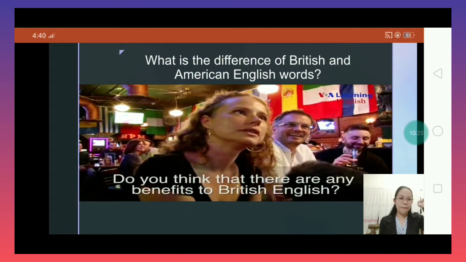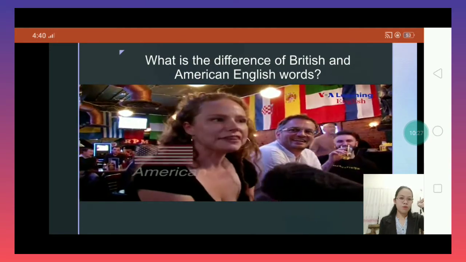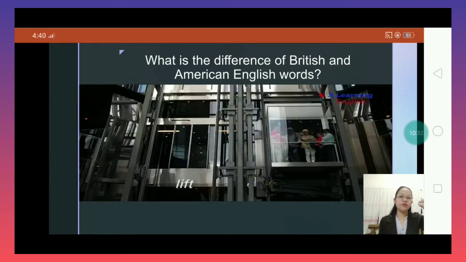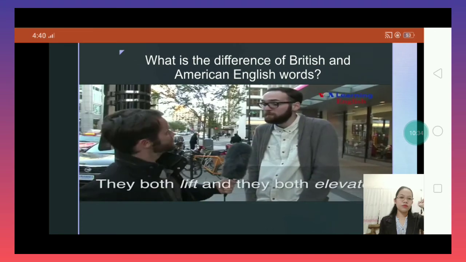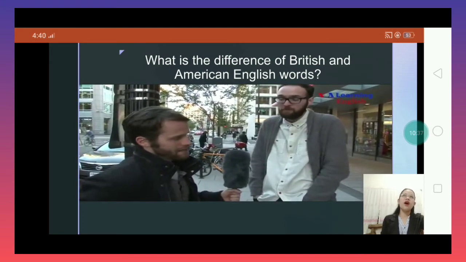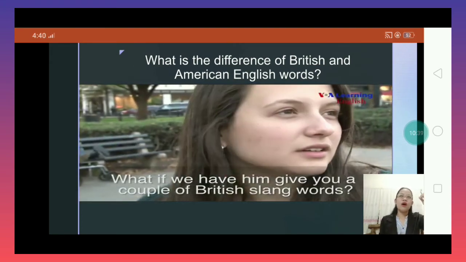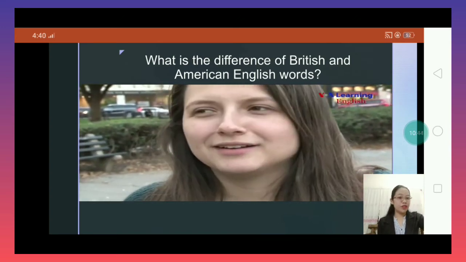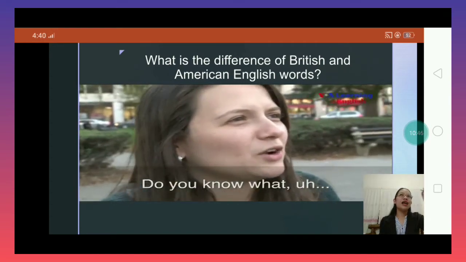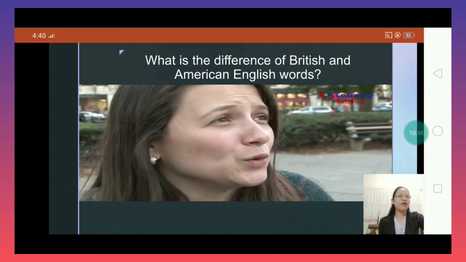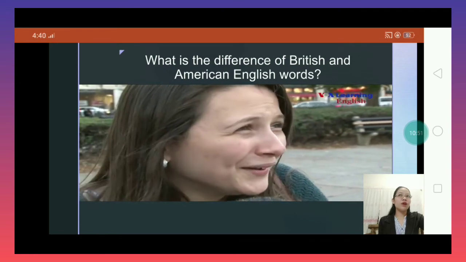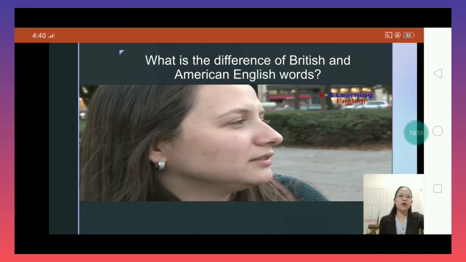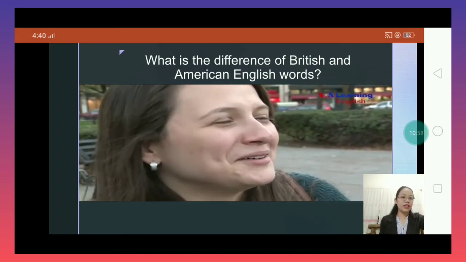Do you think that there are any benefits to British English? I think they have cool expressions. Their accent is cool. Lift and elevator. They both work. They both lift and they both elevate. What if I give you a couple of British slang words? I would go to British because they have the coolest accent and pronunciation, while in looking at accuracy or in the simplest way, I will go to American English.